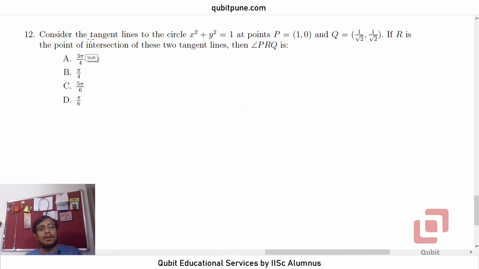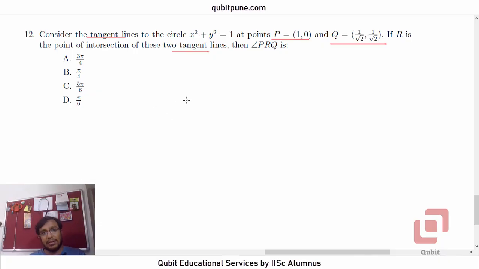Question 12. Consider the tangent lines to the circle x squared plus y squared equal to 1 at points P equal to 1, 0 and Q equal to 1 by root 2, 1 by root 2. If R is the point of intersection of these two tangent lines, then angle PRQ is 3 pi by 4, pi by 4, 5 pi by 6, pi by 6.